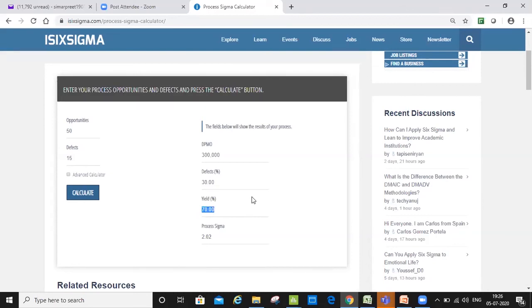So we will calculate the sigma level in two places. One in the measure phase, where we look at the current scenario that we have, and we also do it in the improve phase. Improve phase, once the solutions are deployed, once everything is improved. So for example, you've taken a project to improve customer escalation from 20% to 5%. Let's say currently you are at 2 sigma level with this number of defects and this number of opportunities. You will do it pre and post project as well and see how much you've improved from 2.02. So that's how you'll be able to do this exercise twice.